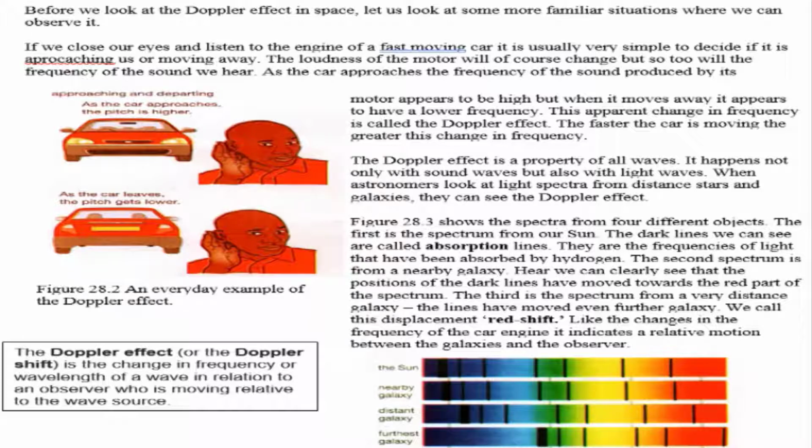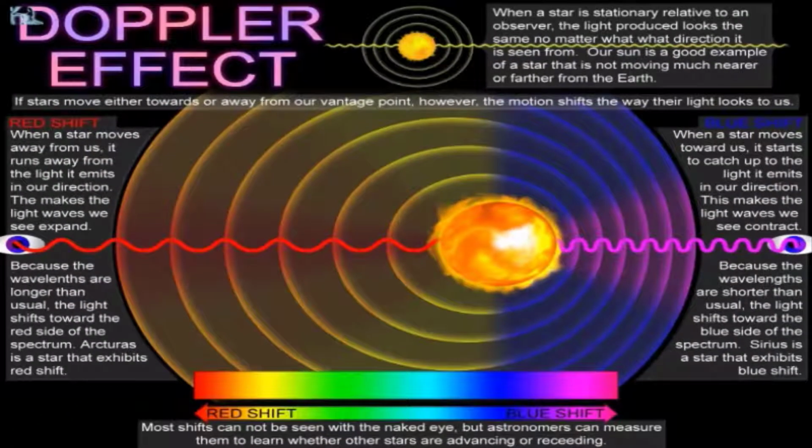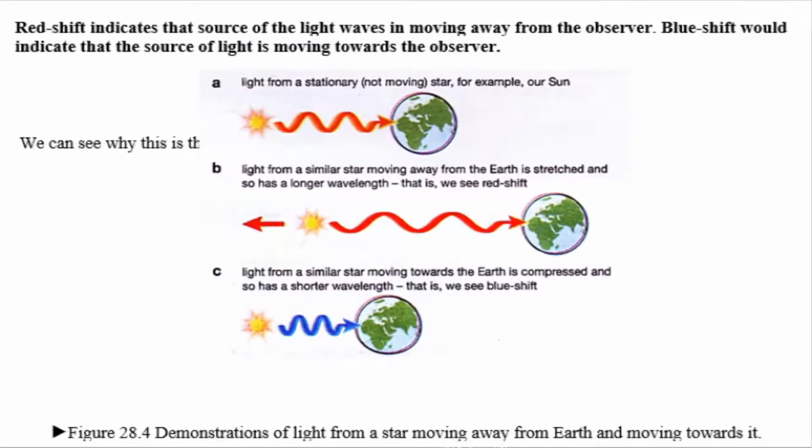The second spectrum is from a nearby galaxy. Here we can clearly see that the positions of the dark lines have moved towards the red part of the spectrum. The third is the spectrum from a very distant galaxy. The lines have moved even further. We call this displacement redshift. Like the changes in the frequency of the car engine, it indicates a relative motion between the galaxies and the observer. Redshift indicates that the source of the light waves is moving away from the observer. Blue shift would indicate that the source of light is moving towards the observer. Figure 28.4 demonstrates light from a star moving away from Earth and moving towards it.